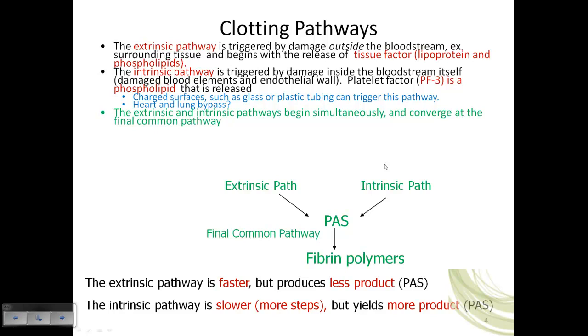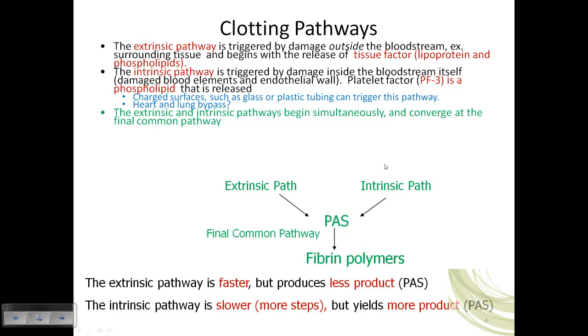So the patient and the tubing is going to be treated with heparin, and the patient will also have heparin in his or her blood. And the heparin is going to inhibit this intrinsic pathway and prevent clotting. I will talk about heparin more in just a little bit.